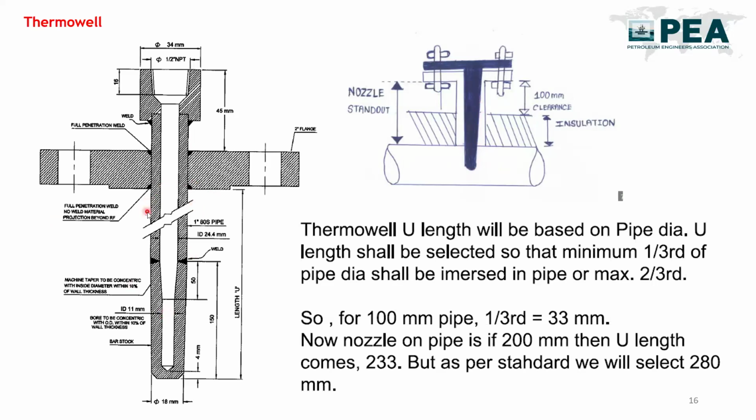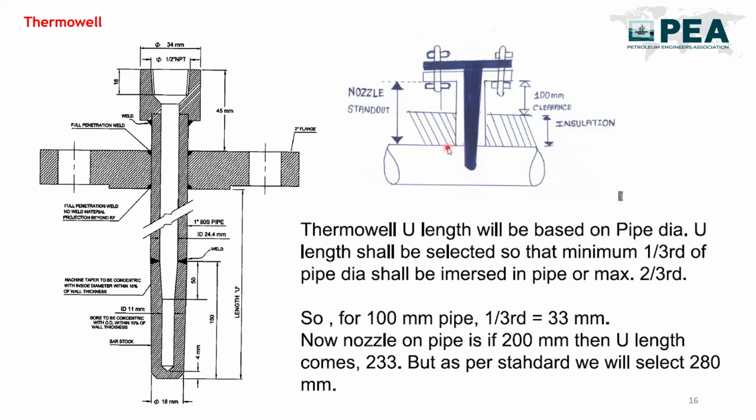Okay, and this is the neck diameter of the thermowell. These are the dimensional details of the thermowell which we are showing to you. Now the calculation of the thermowell U length will depend upon the pipe diameter. So how do we select the thermowell U length as per pipe diameter?